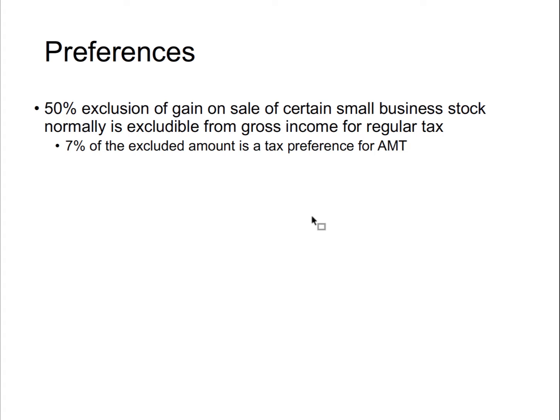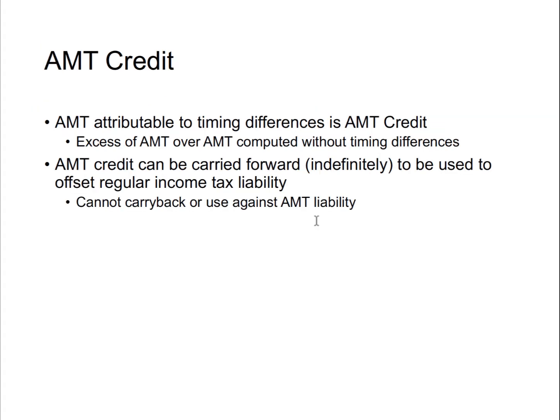Another one deals with small business stock, which usually is a 50% exclusion, but 7% of the excluded amount is a tax preference for AMT, so you have to add back that portion. This is a really quirky one, just a way, again, because a lot of wealthy individuals take advantage of this provision, so we have to add back a portion of that.